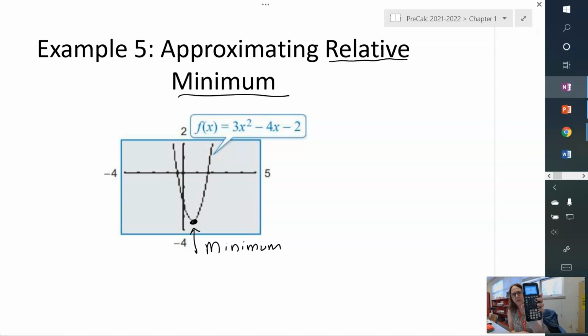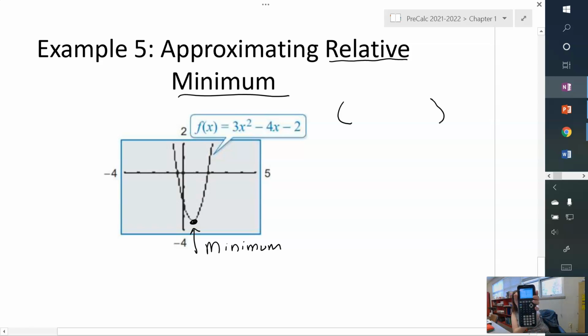So here's what my graph looks like. Now I want to know the location of that minimum, and I want it in coordinates. So I need an x and a y. So what I'm going to do is I'm going to press second, and I'm going to press this trace button. That's going to open up a calculate menu, and I want the minimum, so I'm going to arrow down to minimum.